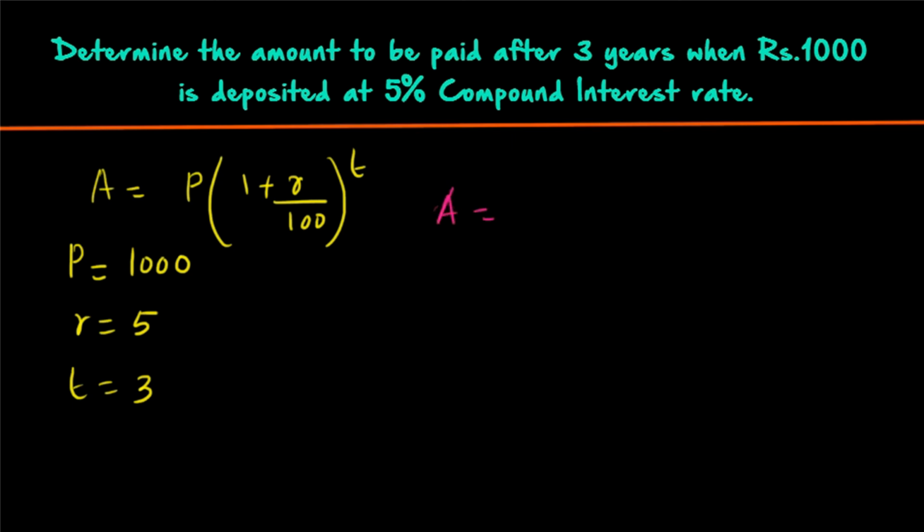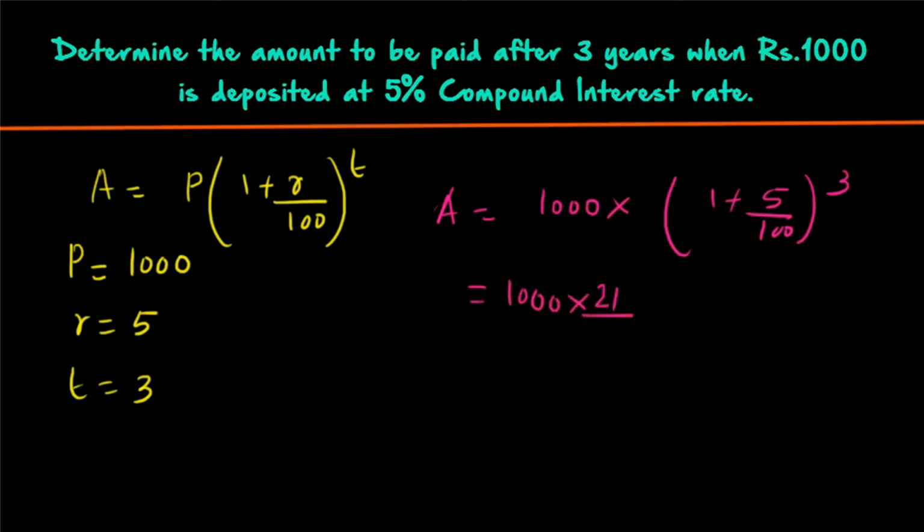A will be equal to 1000 into 1 plus 5 by 100 the whole cube. So 1 plus 5 by 100 we will be getting it as 105 by 100. 105 by 100 will be equal to 21 by 20 dividing by 5. 21 into 5 is equal to 105 and 20 into 5 is equal to 100. So we will be getting 1000 into 21 by 20 into 21 by 20 into 21 by 20.